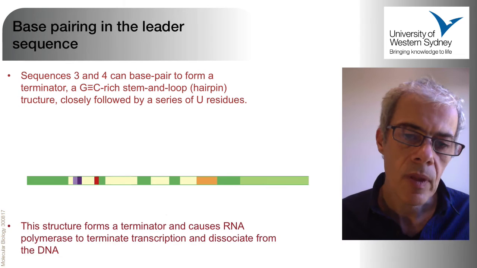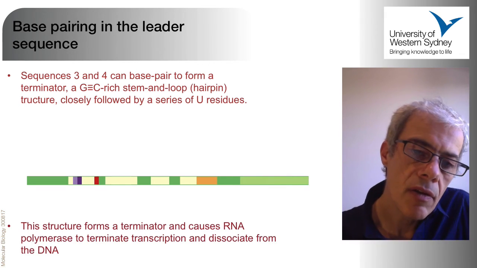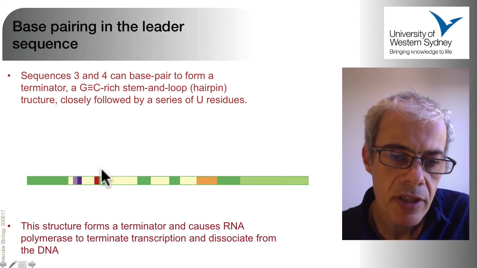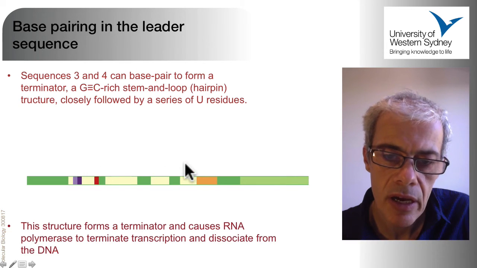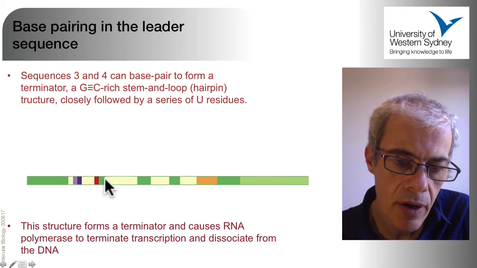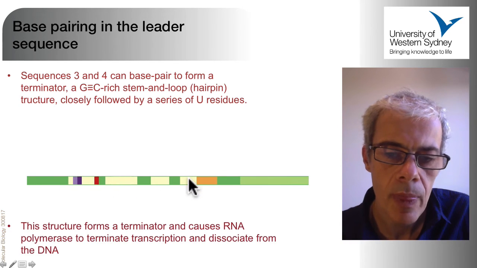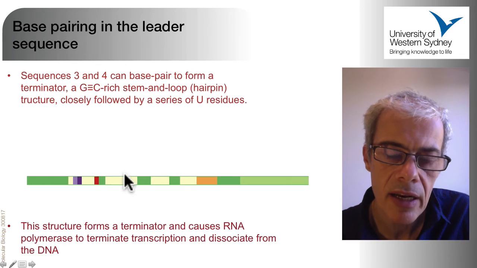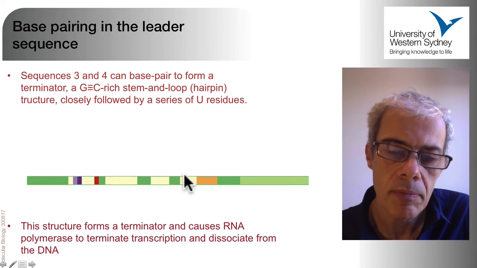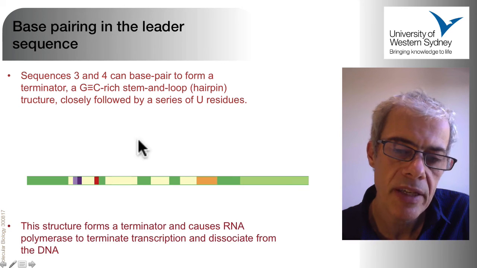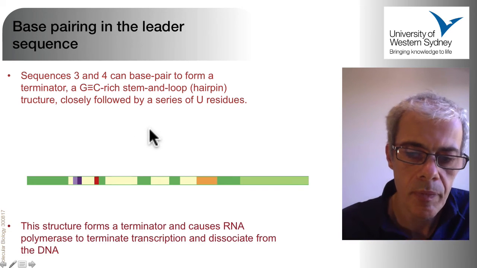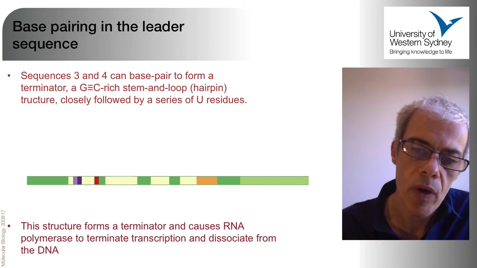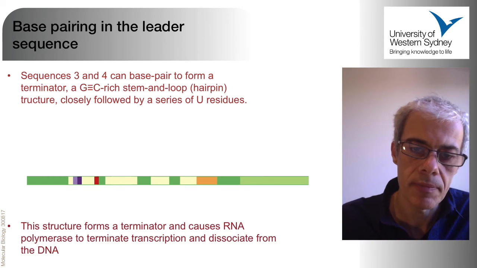So, like I said, there are four of these regulatory regions. We've got 1, 2, 3, and 4. These regulatory regions can bind to each other because they're GC rich and they are complementary base sequences to each other. So which stem loop structure forms determines whether or not transcription will proceed.